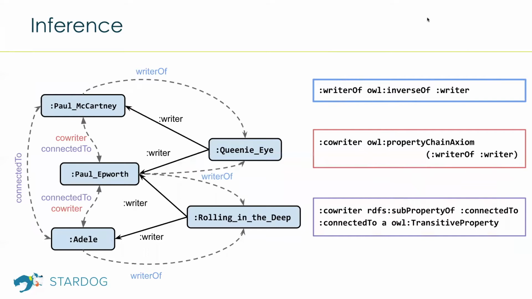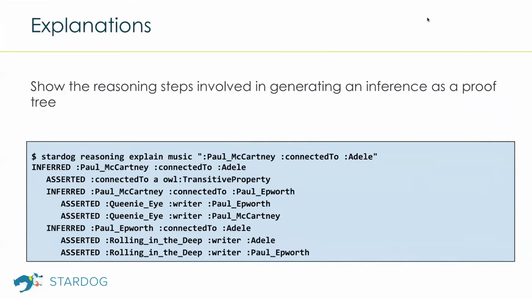If we're writing that in a query, we see that, and we're like, okay, how exactly does it know that? Well, it'll tell you. If I tell it to explain, and I give it that triple, Paul McCartney connected to Adele, you can see from the top down, it starts with the inference that it made. It says, I know that connected to is a transitive property, and I have inferred elsewhere that Paul McCartney is connected to Paul Epworth, and Paul Epworth is connected to Adele. So taking those two inferences, it can then infer that Paul McCartney and Adele are connected.